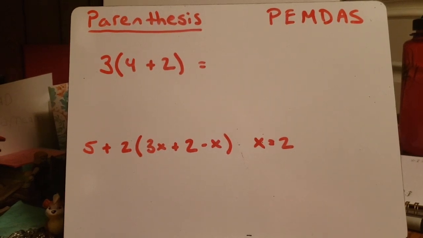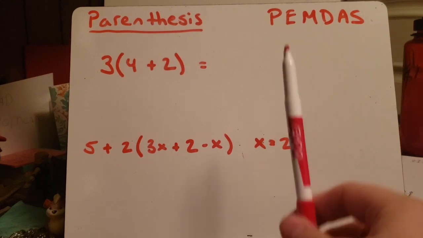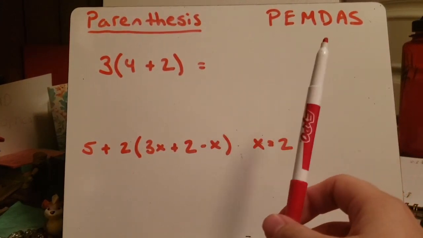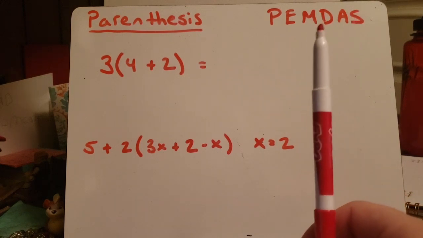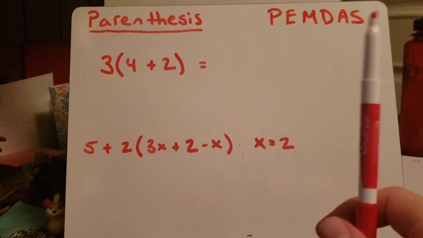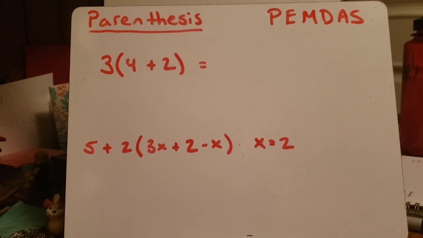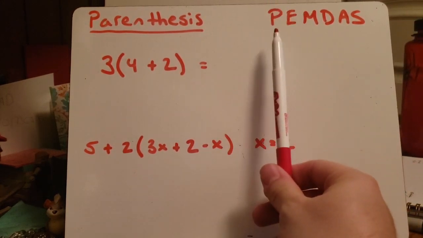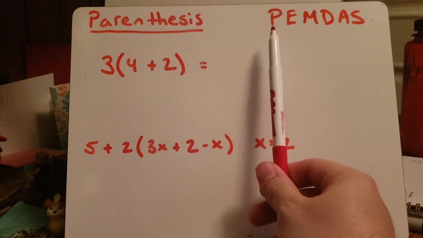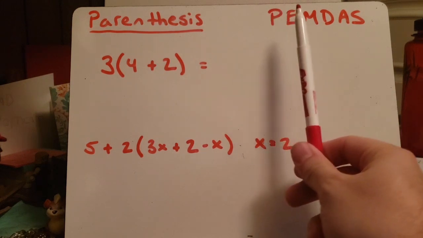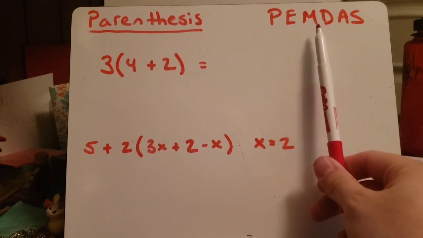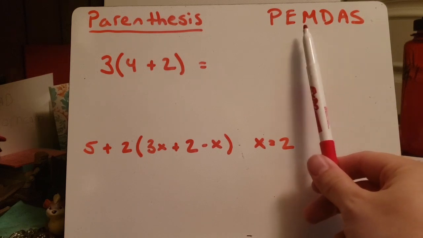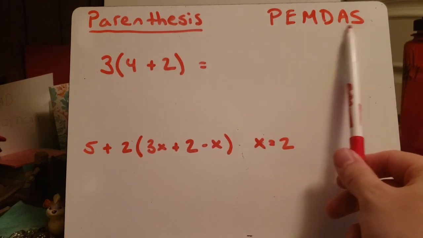As you can see up here in the top corner, I have this acronym, PEMDAS, which is to remind us what the order of operations is. This is the order in which we do things in math. The P stands for parentheses, so we always do parentheses first. E is for exponents, so exponents come second. Then the next group is multiplication and division. We do those next. And then we do addition and subtraction.